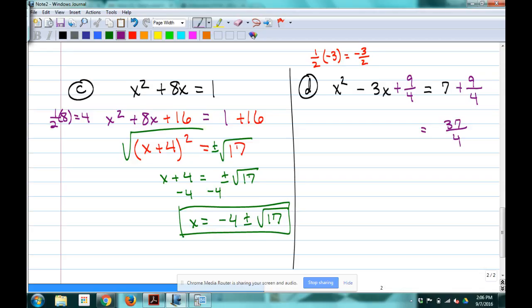And then on the left side, what's my factored form? Good, Hunter. X minus 3 over 2. It's still that half of b that you found. It's no different, just got a fraction on it. Process is the same. And then square roots. And this one works out real nice because when I do the square root of that 37 over 4, I get the square root of 37 over 2 because the square root of 4 is 2.